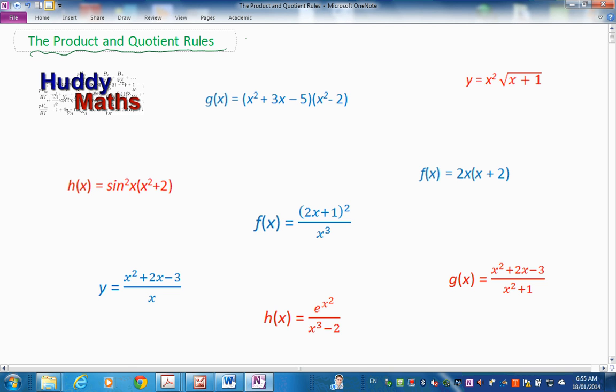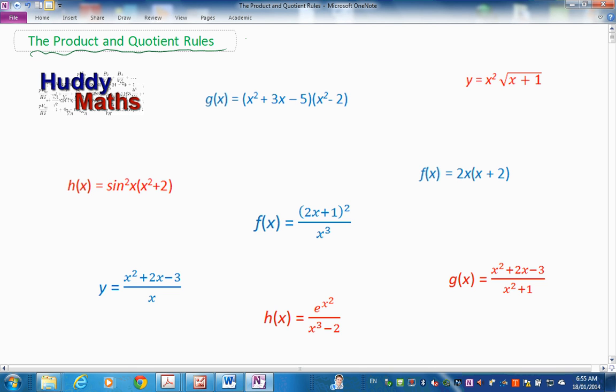The product and quotient rules are rules for finding the derivative, or the slope of the tangent at a point, for any product or quotient function. So I'll give you a little bit of time now. You want to pause the presentation. What's the difference between the blue functions and the red functions?